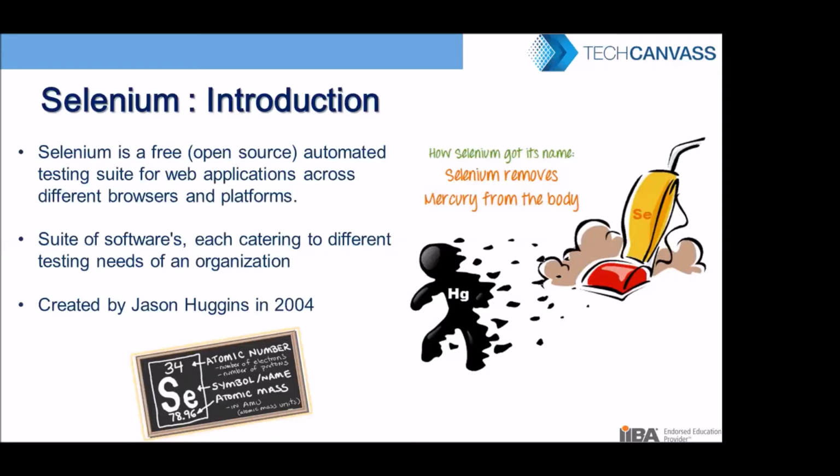What happens actually is that in chemistry, Selenium is used to remove mercury from the body. So the Selenium developers thought that Selenium would outplay QTP, so they thought of naming it Selenium. Selenium outplays Mercury. So from here Selenium got its name. It was developed by Jason Huggins in 2004.